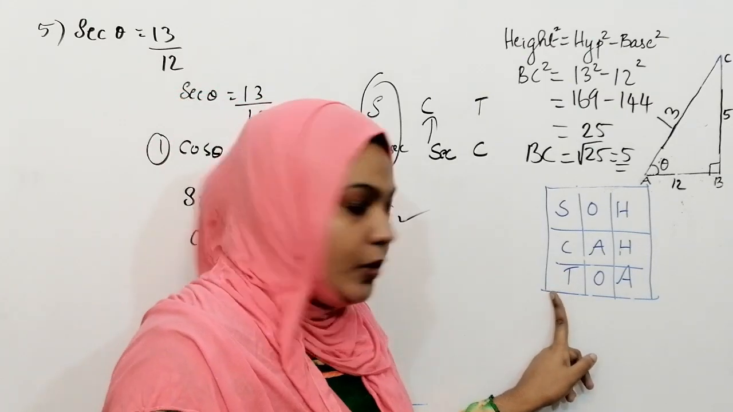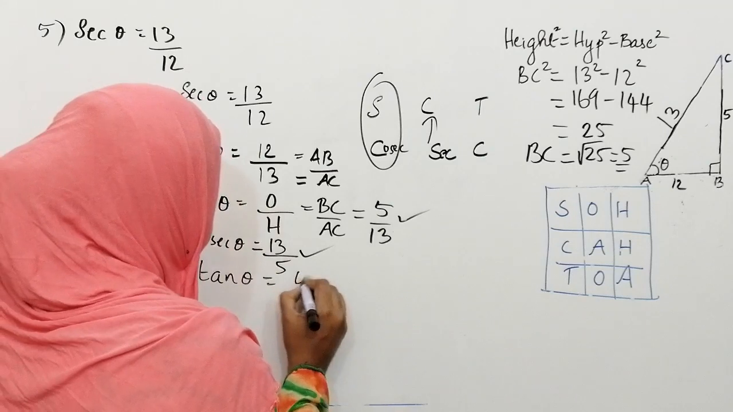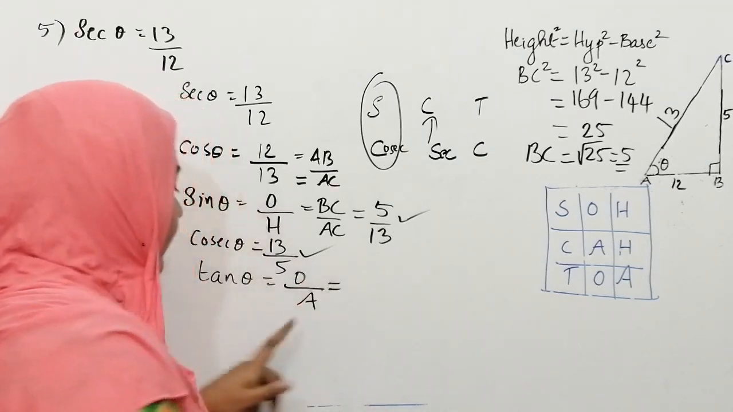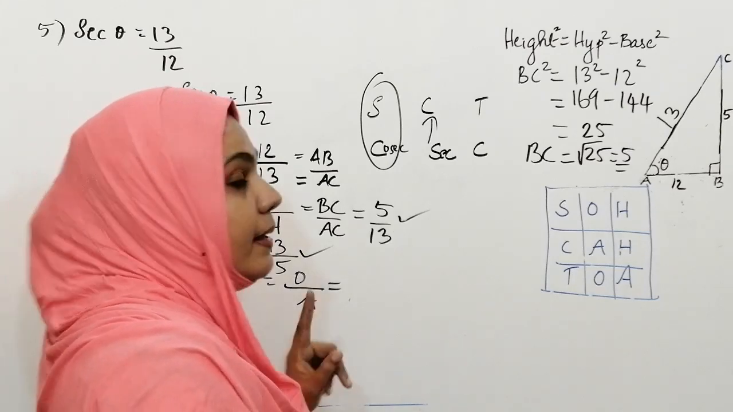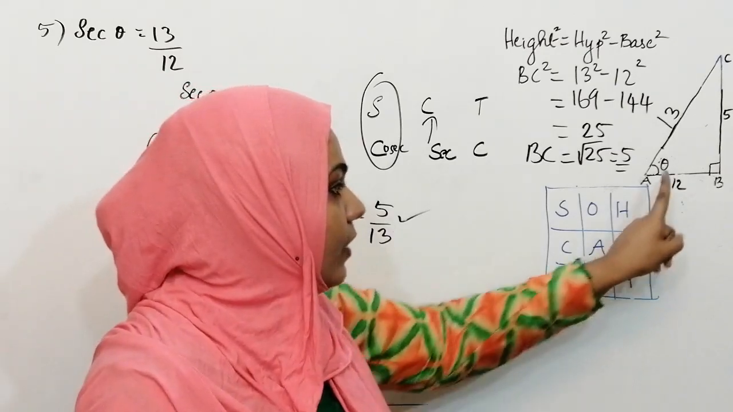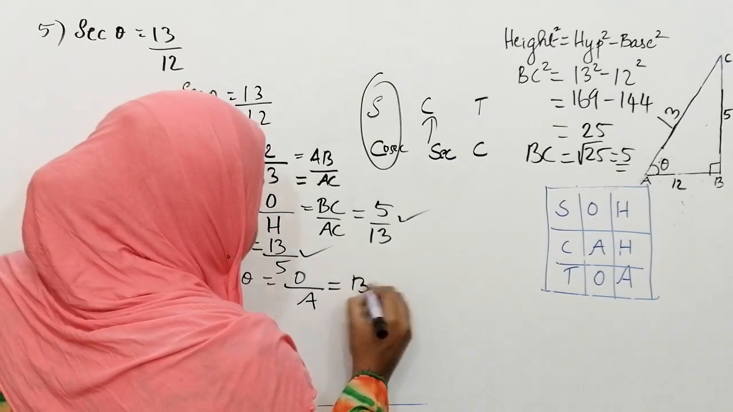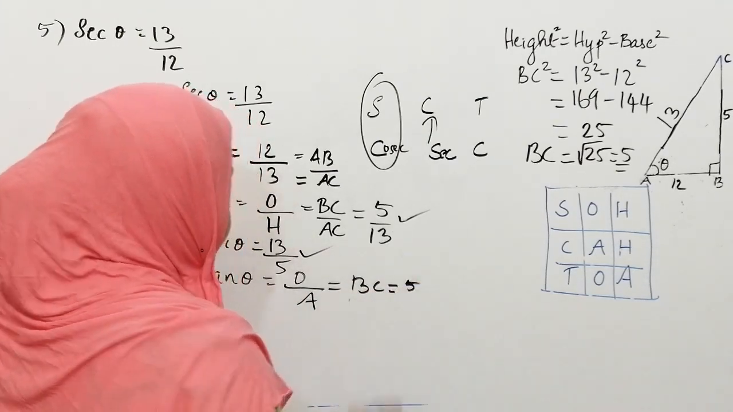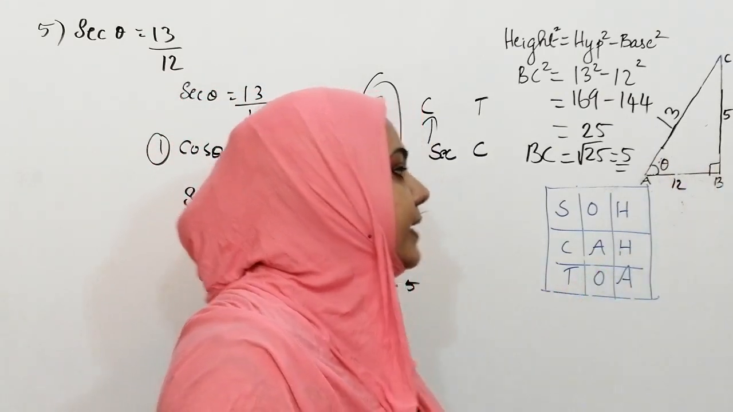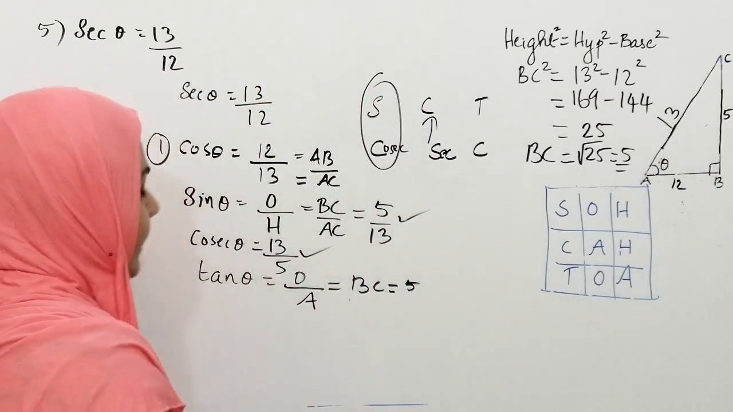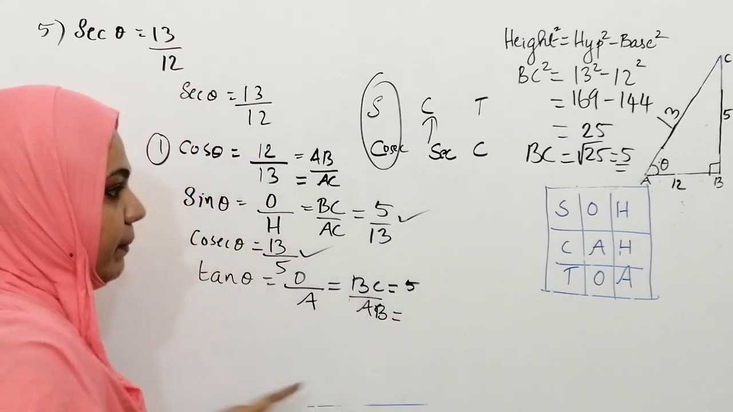When you look at this trick, you know that tan is equal to opposite to adjacent. So what is the measurement of opposite? So what is the opposite side here? BC is the opposite side according to our reference angle. So what is the measurement of BC? BC is equal to 5. So what is the adjacent side? The side which contains theta and 90 degree, that is our adjacent, that is AB. So what is the measurement of AB?